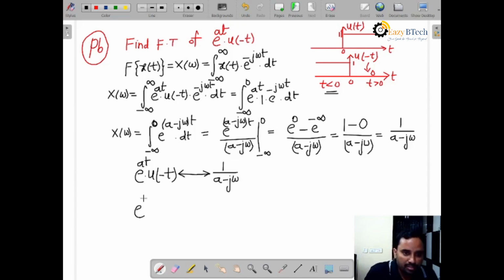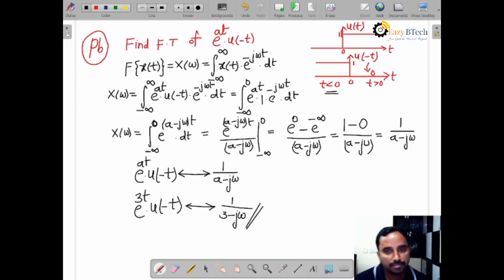Similarly, you can do it for example e power 3t u(-t). What is the Fourier transform of e power 3t u(-t)? In the place of a, we have 3. So 1 by (3 minus j omega). Simple, very simple. So here the thing is, we have to know u(-t). Then we can do it easily. Right? Let's go to another problem.